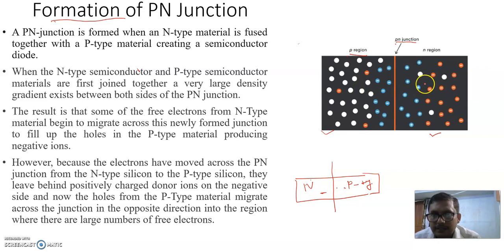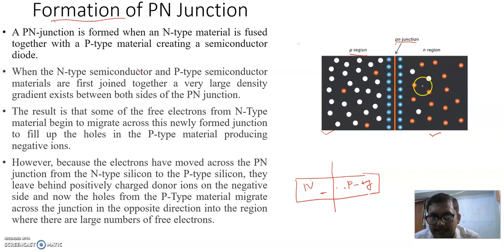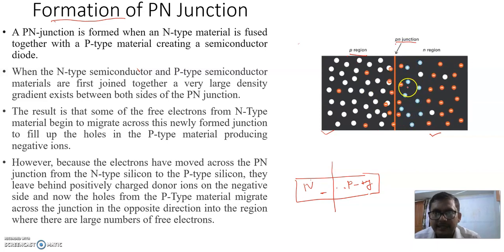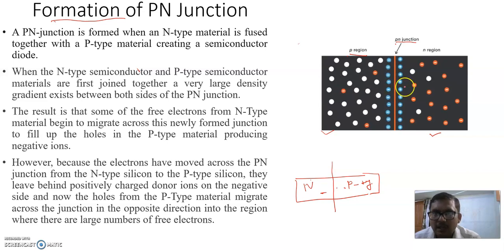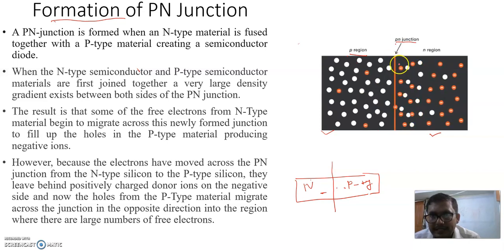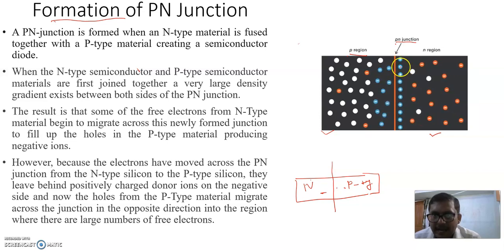So if the concentration of electrons is high in N type semiconductor in comparison to P type semiconductor, then electrons will move from higher concentration to lower concentration. That means electrons will move from N type semiconductor to P type semiconductor. So if they move from N type to P type, then positive donor ions are created at the junction of P type semiconductor and N type semiconductor.